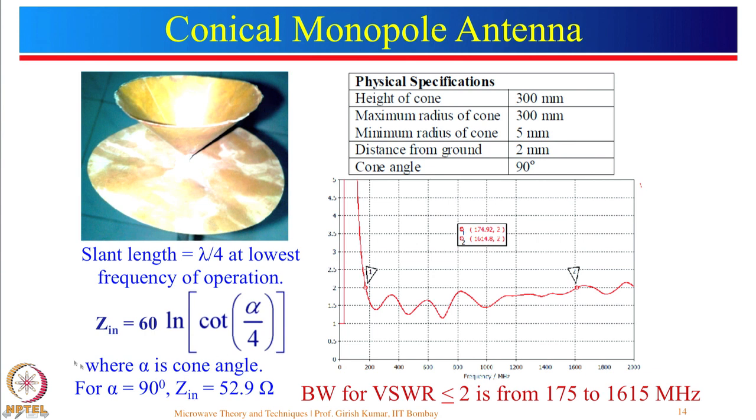thing is important. So this is the equation which we have used to find out the input impedance. For the desired input impedance, which is 50 ohm, we have actually found out the value of alpha. So for alpha equal to 90 degree, you substitute the values, Z in comes out to be 52.9 ohm, which is close to 50 ohm. So let's see what is the result of this particular antenna. One can see that bandwidth for VSWR less than 2 is from 175 to 1615 megahertz. You can see that it is a very large bandwidth.